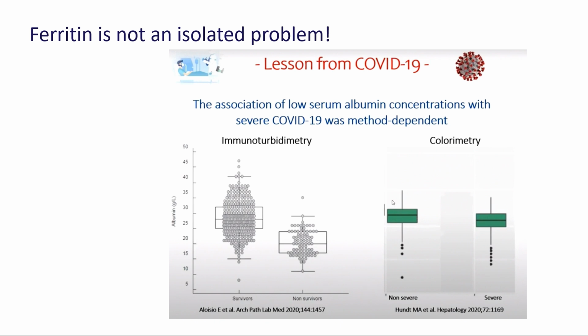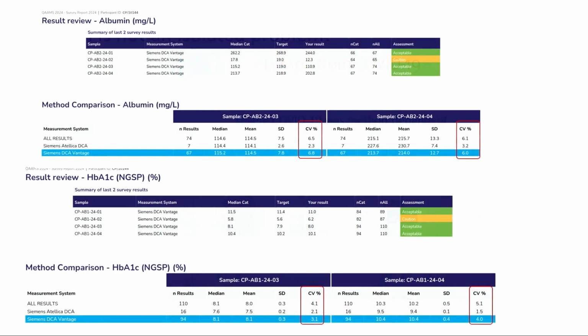Yes. This is albumin. Depending on whether you measure albumin by immunoturbidimetry or colorimetry, you'll get a different result. So this is from COVID when they were using serum albumin as a risk factor for patients with COVID. You can see that there's a separation if you use immunoturbidimetry between high-risk patients and not, and there's no differentiation at all if you use colorimetry. So clinically it makes a difference.